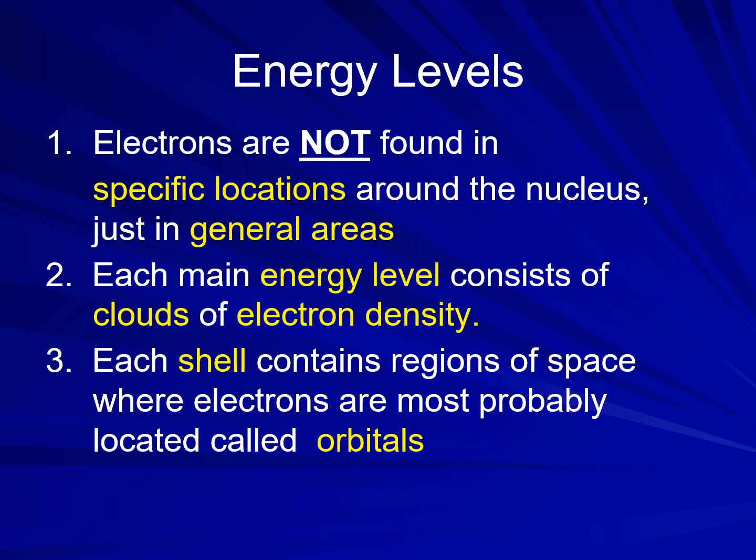We refer to those energy levels primarily as main energy levels, but there can also be sub-energy levels. Each main energy level consists of these clouds, and they're clouds because it's an accumulation of a lot of different snapshots of electron movement over time. Each energy level consists of a cloud of electron density. Within each of those energy levels or shells, there are also smaller areas called orbitals. We're not going to talk about orbitals today. We're going to save that for Unit 5.